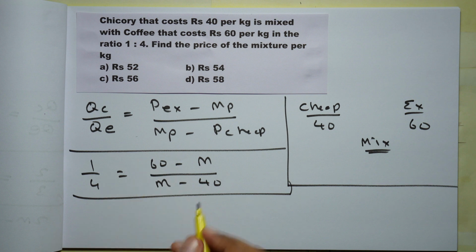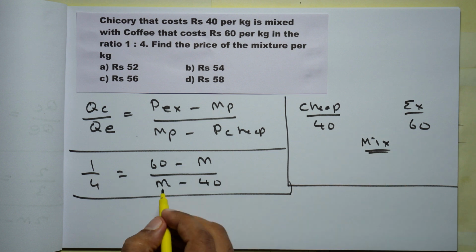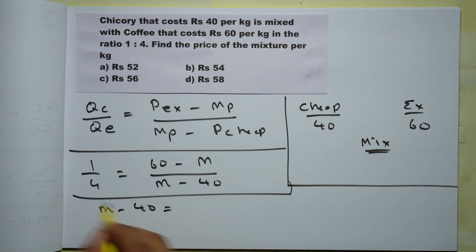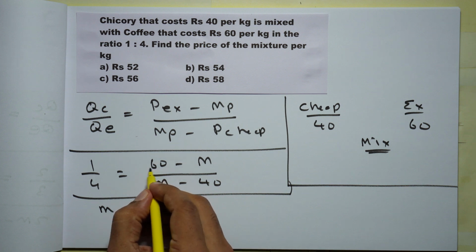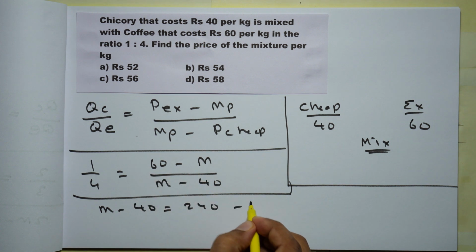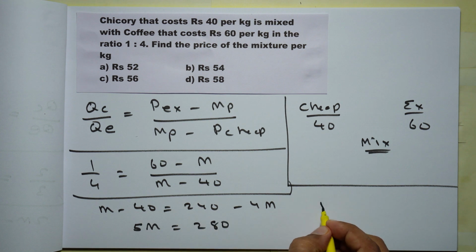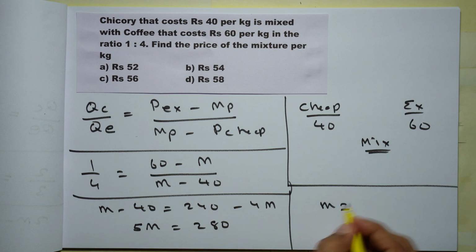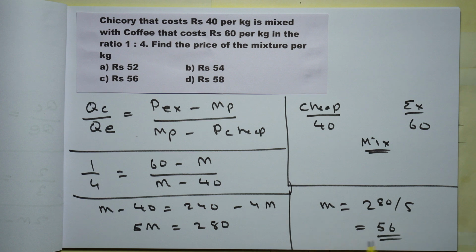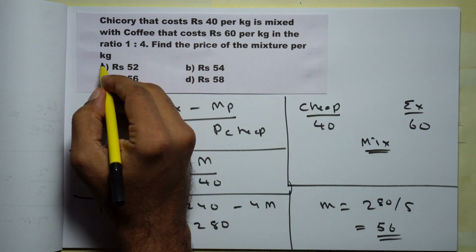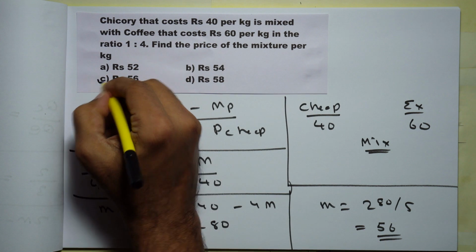So we'll just cross multiply and find out the value of M, that is the mean price or the mixture price. So you'll get M minus 40 is equal to 4 times this. So 4 into 6 is 24, into 10, 240 minus 4M. I'll just bring that to this side. So 5M is equal to 240 plus this 40, 280. So M you will get as 280 by 5. That you will get as rupees 56. So the mean price or the mixture price will be rupees 56. So the price of the mixture will be rupees 56, option C.